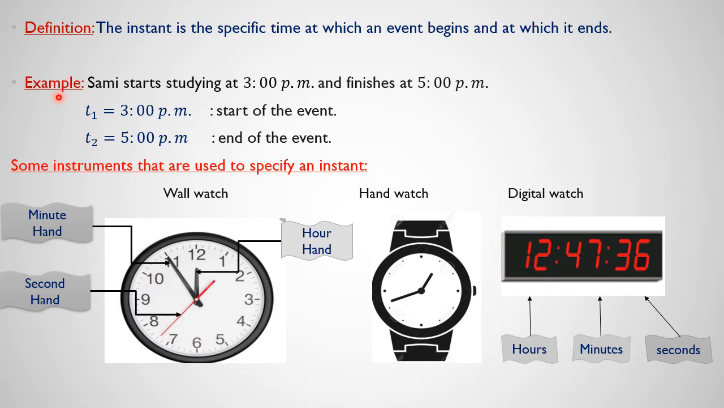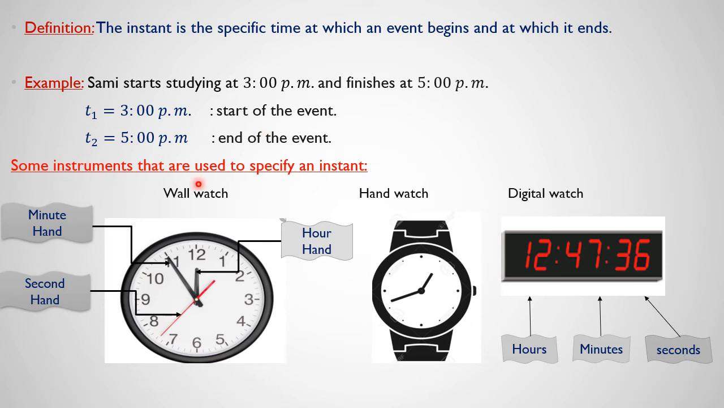For example, Sammy starts studying at 3 p.m. and finishes studying at 5 p.m. So here 3 p.m. is the time at which the event starts, at which Sammy starts studying. So we call it the instant or the initial instant denoted by T1. And 5 p.m. is the instant at which the event ends. So 5 p.m. is the final instant. It's denoted by T2.